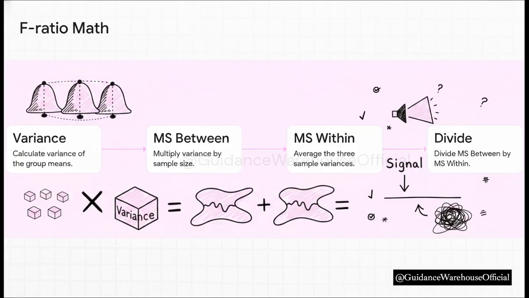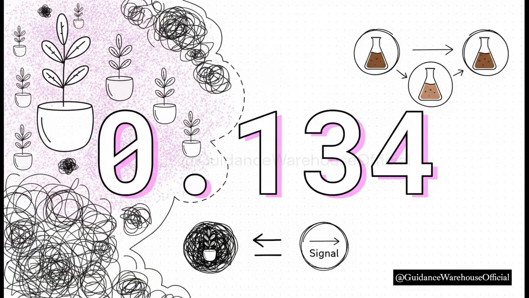Moving to step 3, we find our mean square within simply by taking the average of the 3 sample variances, and that comes out to 15.433. And finally, step 4, we divide the between by the within, signal over noise. When we divide 2.065 by 15.433, we get an F statistic of 0.134. Notice how incredibly small that number is. It's much, much less than 1.